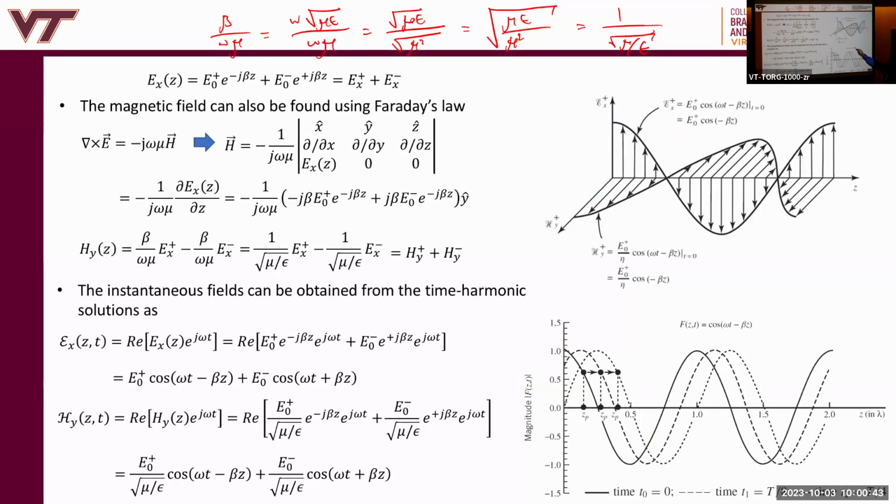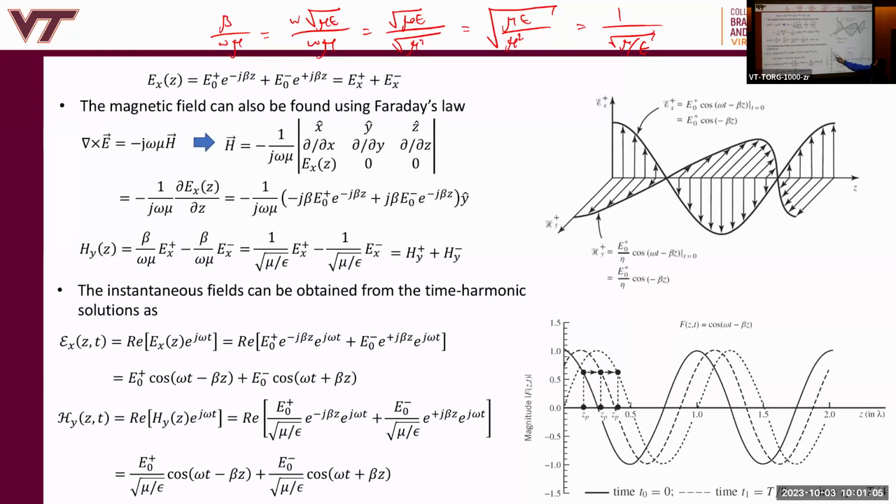Remember, this is an entire plane, and then there's an orthogonal plane with the magnetic field. You'll notice that these two aren't the same amplitude. They're drawn that way for clarity, but they're definitely not. There's a relationship between them. The magnetic field is 1 over the square root of mu over epsilon weaker than the electric field.